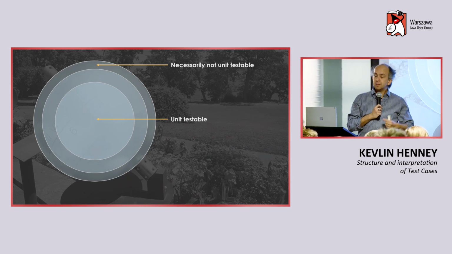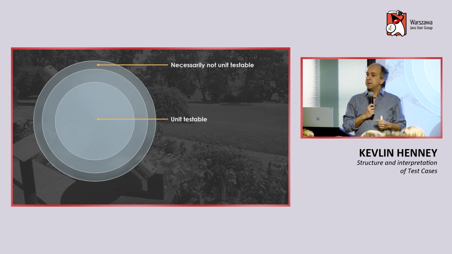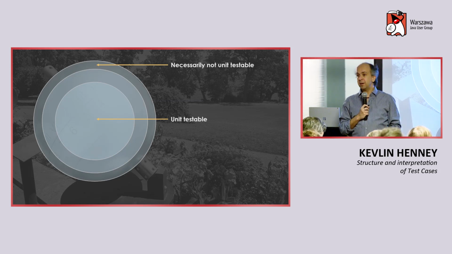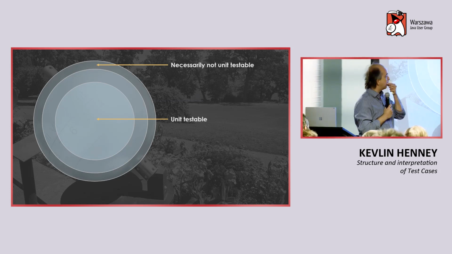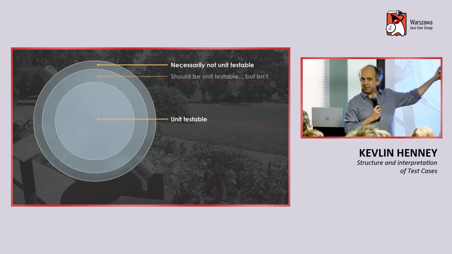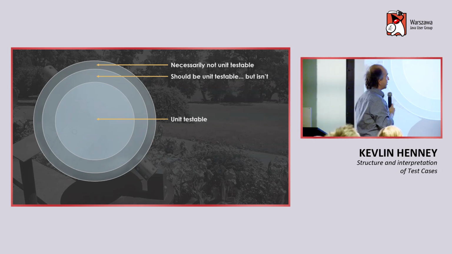And that's fine. You can still test it. It just means it might have performance issues. It might have unexpected failure modes. But you can still write tests for it. And that's absolutely fine. It's necessarily not unit testable. In an ideal system, this would be it. But clearly, we don't live in an ideal world.